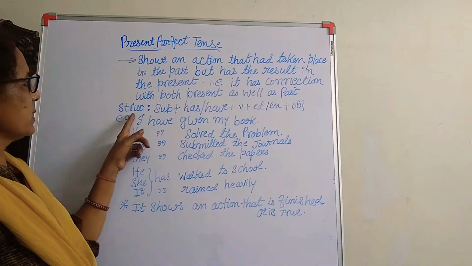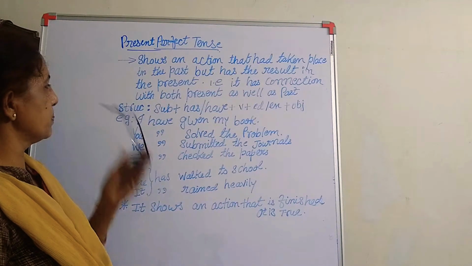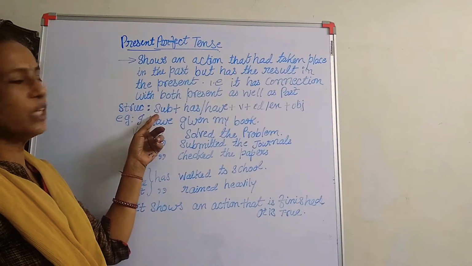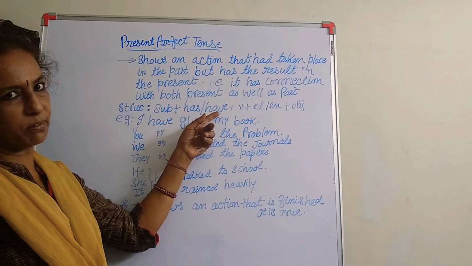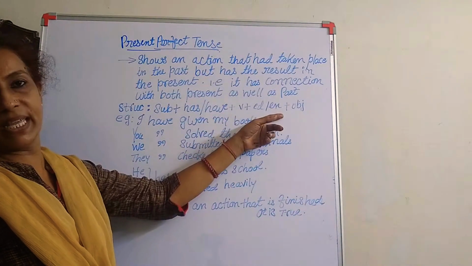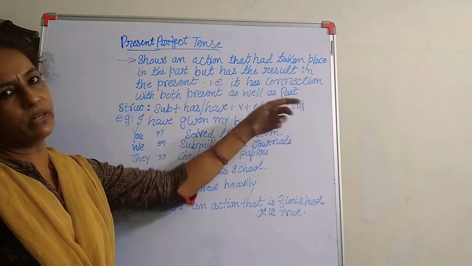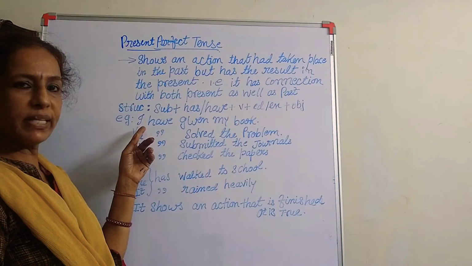Okay. Now see the structure, that is very important always. What is this structure? Subject has to be there. Okay. Then has or have as per the subject we take. Then verb plus ed or en and the conclusion with an object. Okay. So let us see with the help of an example.